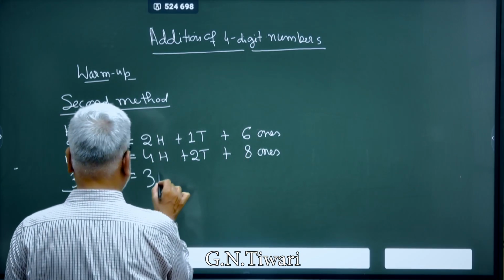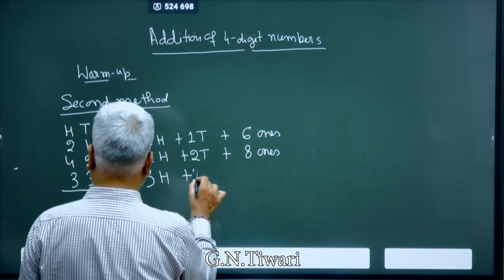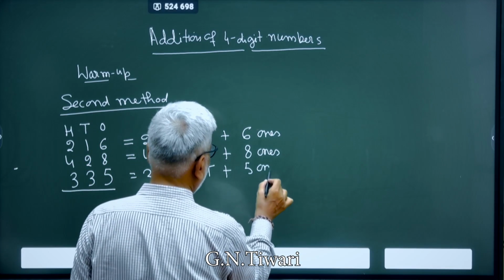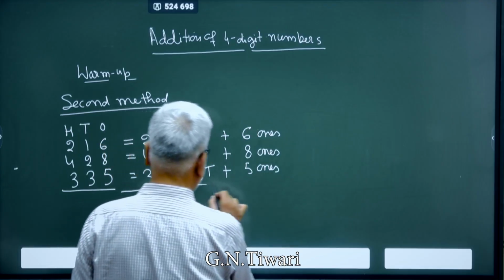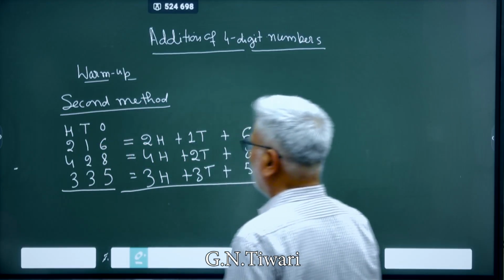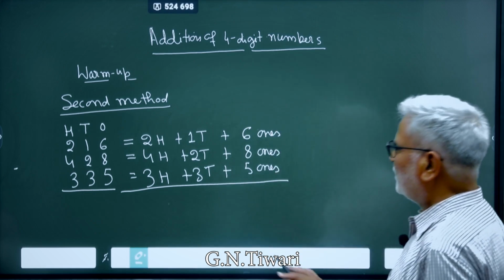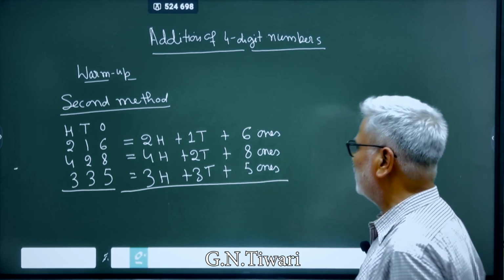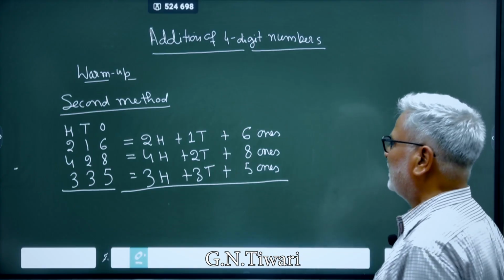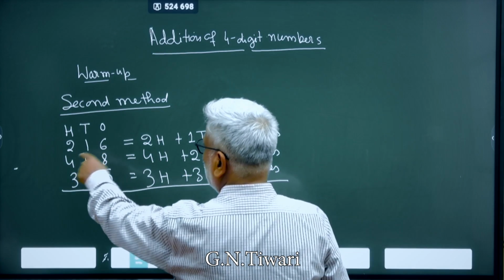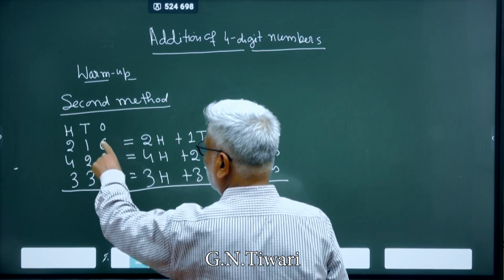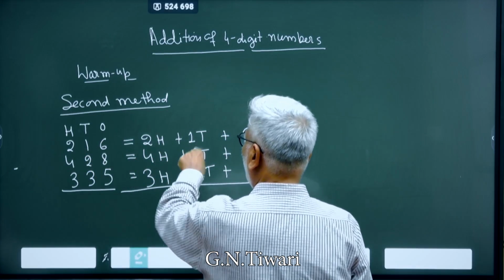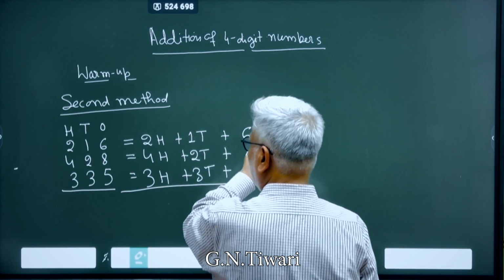Then 3H plus 3T plus 5 ones. और इसको लाइन से कर दीजिए. Very simple. It will not make any confusion. It will be understandable by the teacher and the students and the parents. That expansion form is 2000 plus 16 this way, or 2H 200, 110 means 10 ones, 16.